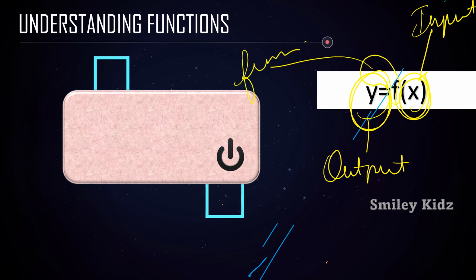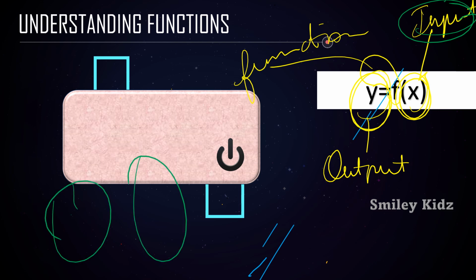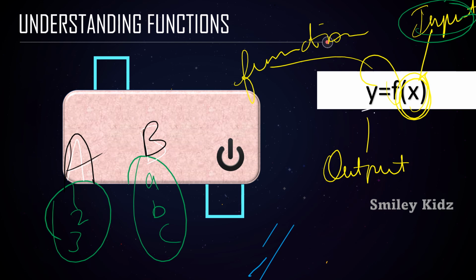Now you'll tell me, what is this function? Okay, let me tell you over here that input is the domain. Now, what is domain? We had two sets, 1, 2, 3 and A, B, C. Let's say this is set A, this is set B. Now A was called the domain. Here input is the domain and the y over here is the output. But here you might be wondering that it is codomain, but unfortunately it's not. It is range.